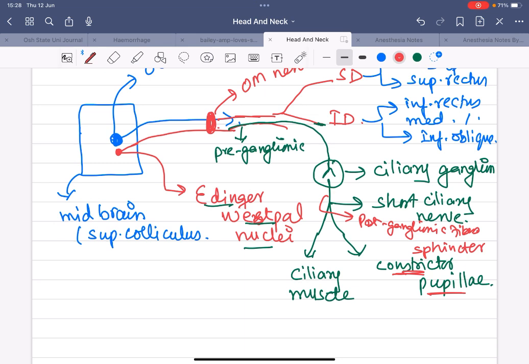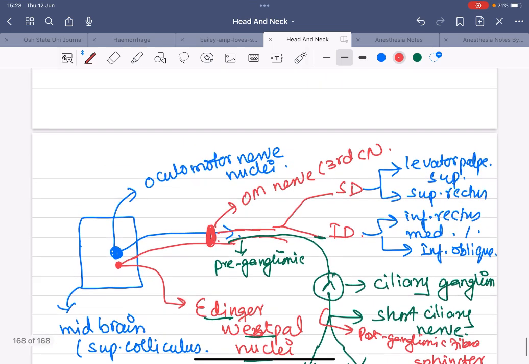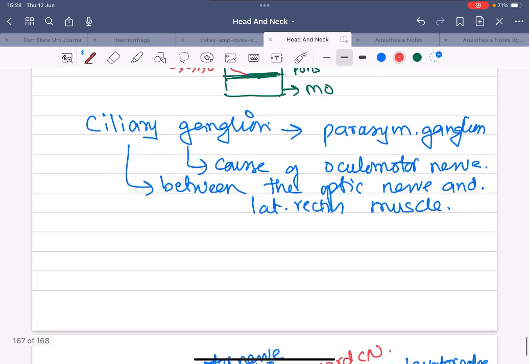But remember one more point here: some sympathetic fibers are also going here. So what are the sympathetic fibers? These are the parasympathetic fibers to the ciliary muscle and the sphincter pupillae muscle, because the ciliary ganglion is a parasympathetic ganglion.